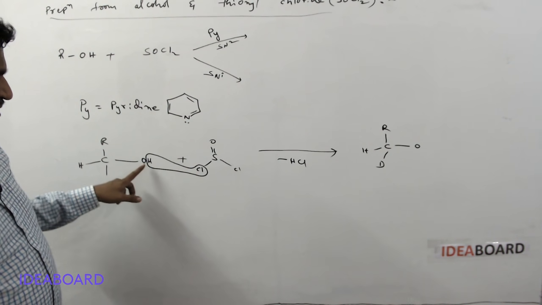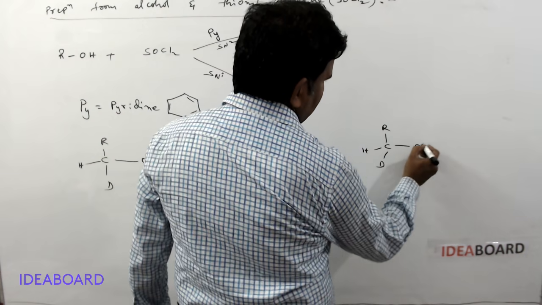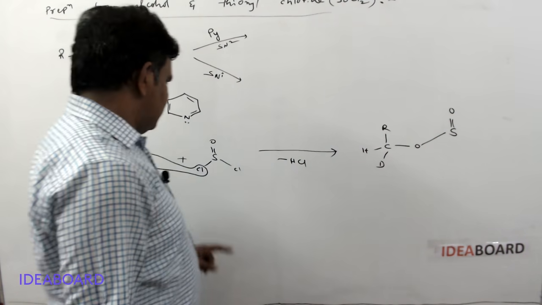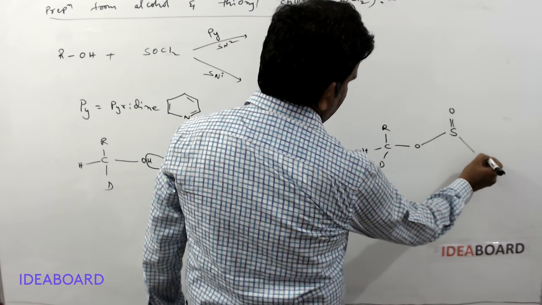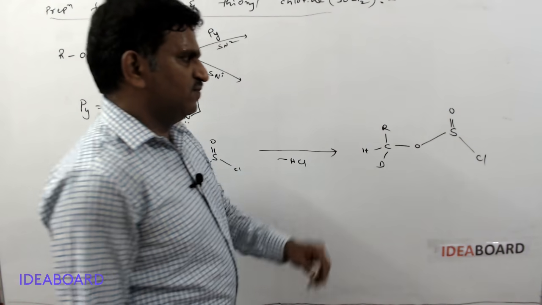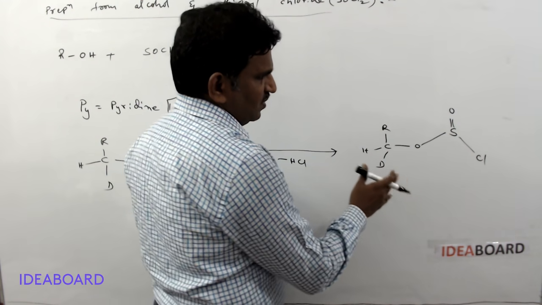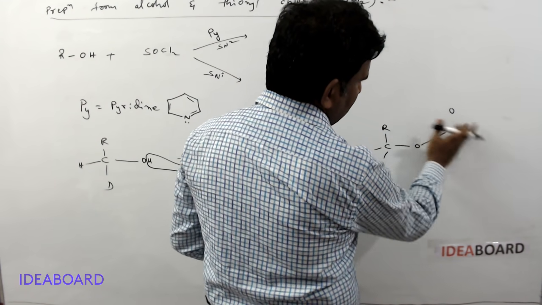Next, between O and sulfur there is a bond formation. Here sulfur is double bonded to O, and the S-Cl is also present already. So this is Cl. This is the product actually formed first. I will write this one in a slightly different manner. Please observe, I am writing SOCl.